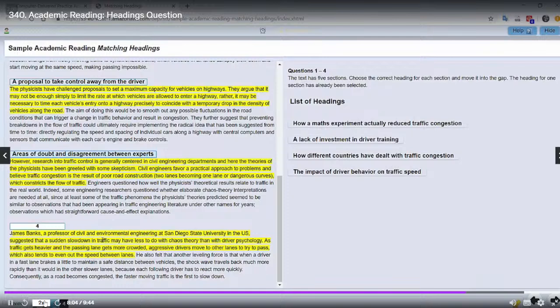James Bank, a professor of civil environmental engineering, suggested that a sudden slowdown in traffic may have less to do with the chaos theory than with driver psychology. Right? So from this first sentence, I can already tell you that this person is going to be talking about the driver's psychology. What is the driver thinking about? Okay? Look at your answer choices. There's only one answer choice that's talking about the driver's psychology or the driver's behavior, right? The answer choice has to be this.